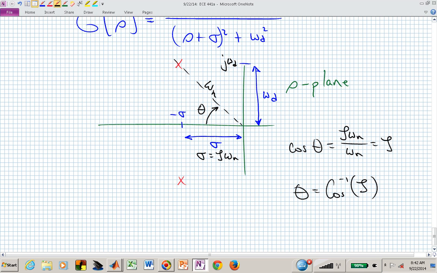So we have two complex poles with a real part of minus sigma and plus and minus j omega sub d. And we can relate omega sub n, sigma, and omega sub d by using the Pythagorean theorem: a squared plus b squared equals c squared, with the appropriate a, b, and c.